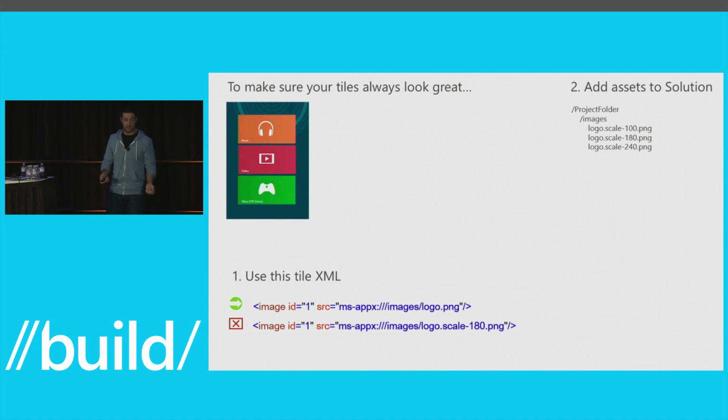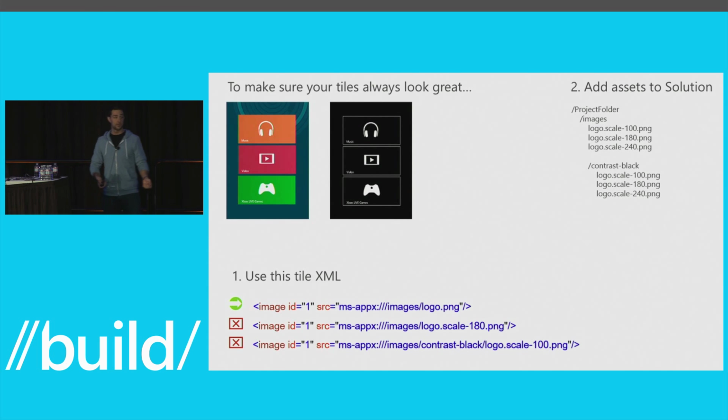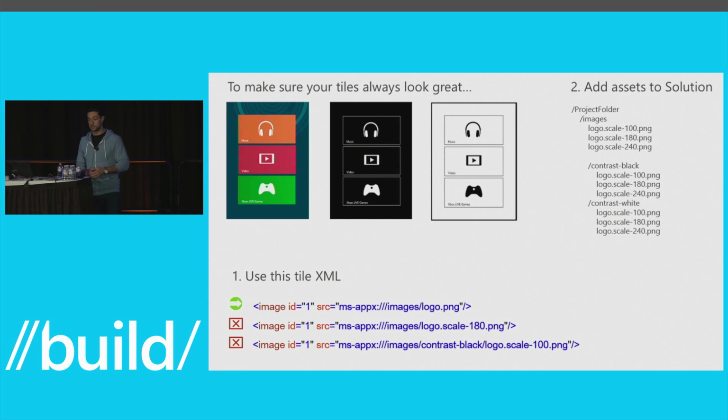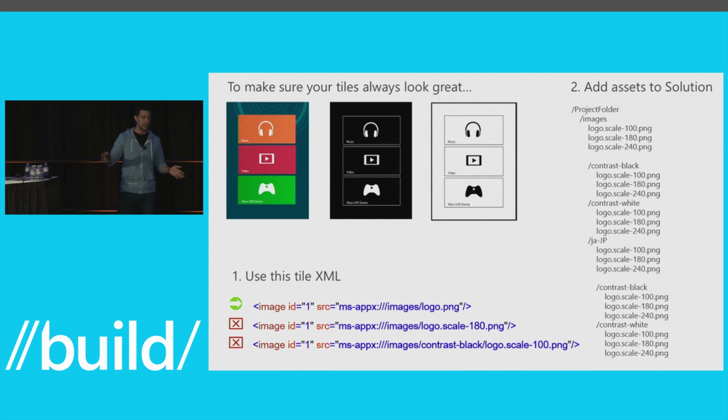If you want to be a great developer and make sure your app is fully accessible, for example, on high contrast phones, don't change the XML. Just add those images to your solution structure in a folder named contrast black. Same with contrast white. If your needs are super localizable, for example, you have a branding that you really want to make sure looks great in all languages, add another folder. For example, this is the Japanese character set, and add those folders inside there. Your XML never changes. As you start to evolve and support more devices, you literally just have to add assets to your solution structure, and the app will continue to behave just fine.